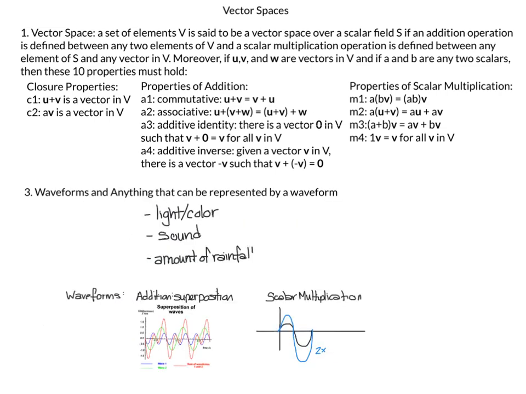And the waveform is a very important vector space because so many things can be represented by a waveform. Light and color are actually waveforms. Sound is a waveform. You can even represent things like the amount of rainfall as a waveform once you just plot it. From these, my favorite one to think about, especially as we go forward, and I use it as my analogy or tool to visualize things, is colors. Again, colors can be represented by a waveform.